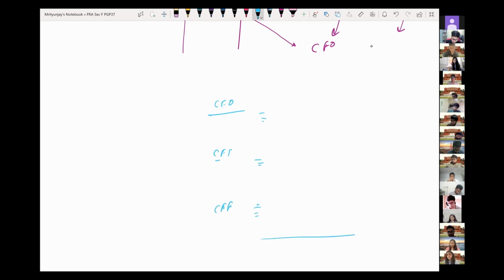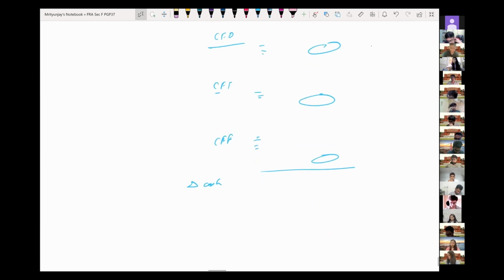And when we add all of these three grand totals together, that is our change in cash for the period. Once we have change in cash for the period, if we add our opening cash, then we should exactly get our closing cash, which is there in this year's balance sheet. This is the format of cash flow statement. So this is where we were in the last class.